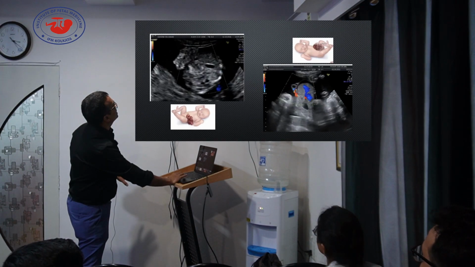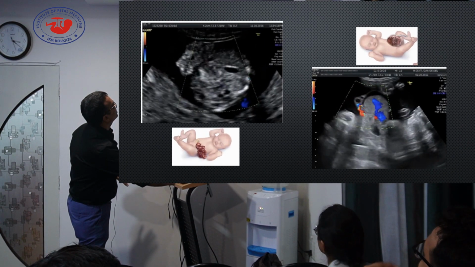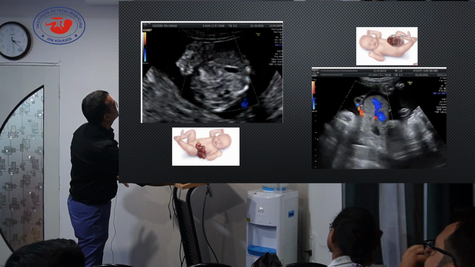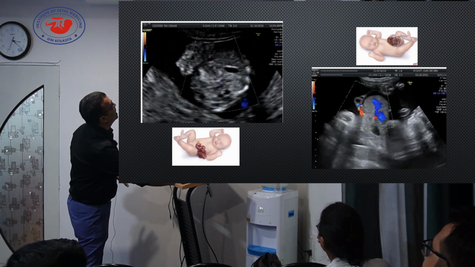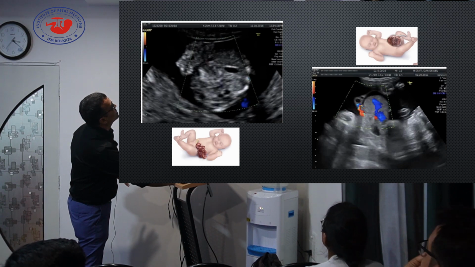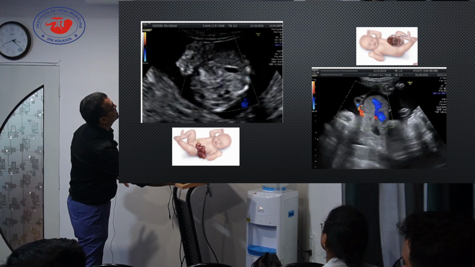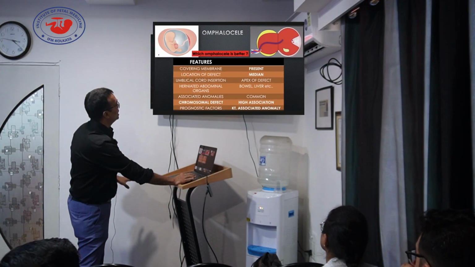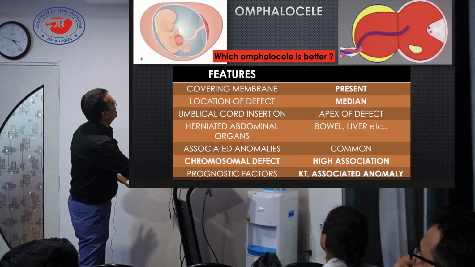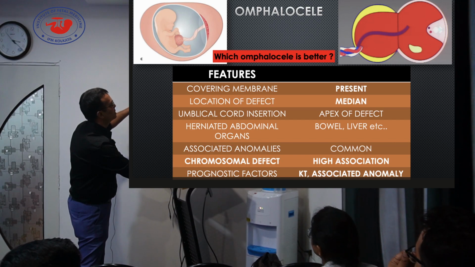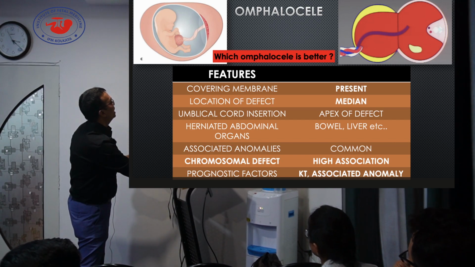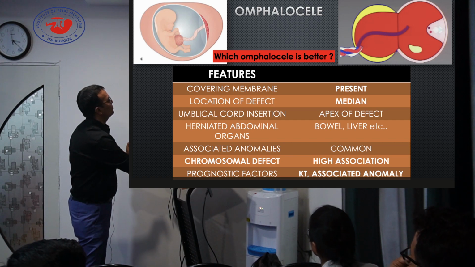Now in this diagram, you see everything is floating and not covered by the membrane. Okay, so this is gastroschisis, and you will see the bowel and everything is herniated here. And here, if you see, this is well circumscribed and the cord is inserted on the apex of this, and this is the cord insertion, and this is the membrane covering it, so this is omphalocele. Now these are the characteristics of the omphalocele. You will have a covering membrane, location of the defect will be central, median, umbilical cord insertion will be at the apex of the defect.